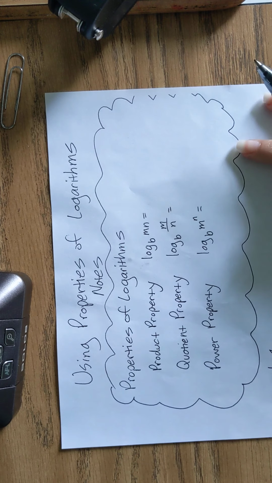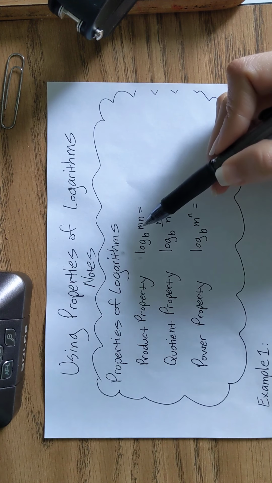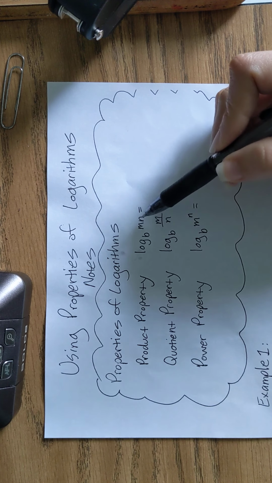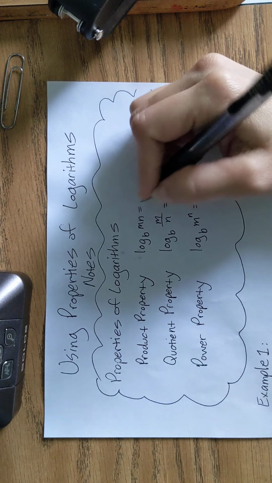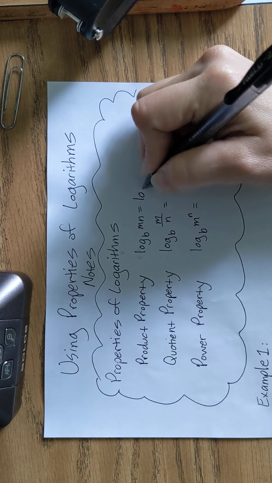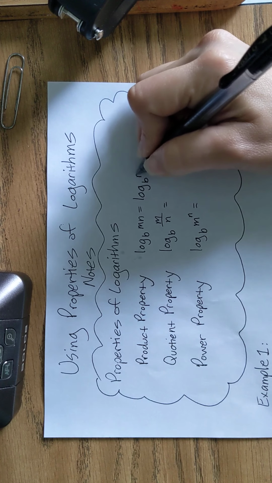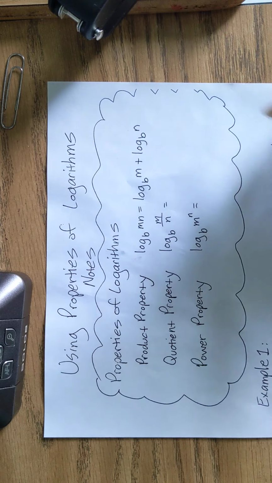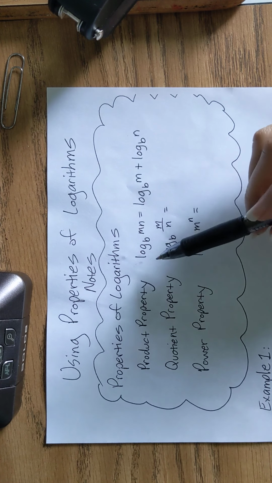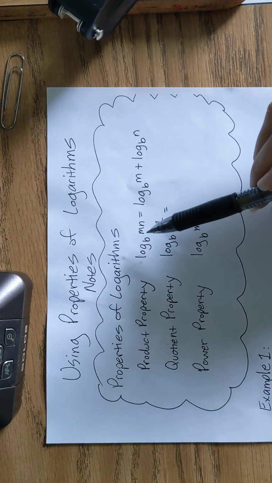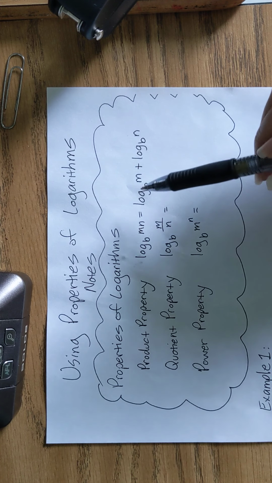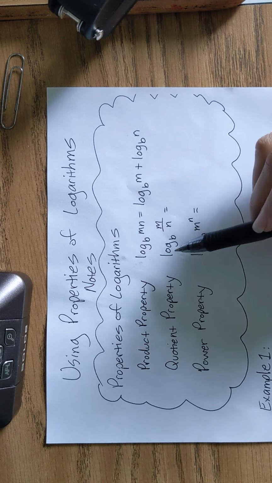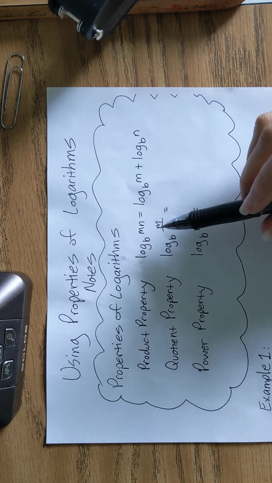Product property means that if you multiply two numbers together inside the log, you're also going to be able to expand that into what looks like this: log base b of M plus log base b of N. Okay, so if you didn't know that previously, now you know. You can expand a log of two numbers multiplied into the log of each of those numbers added together.